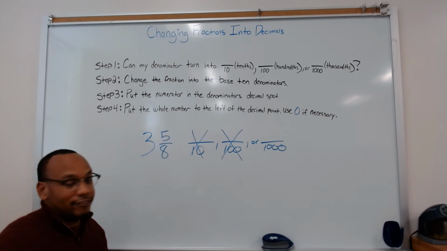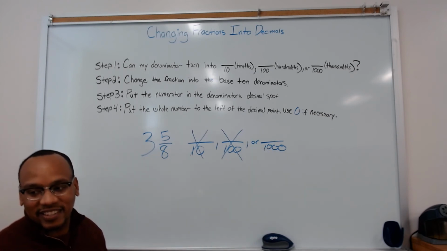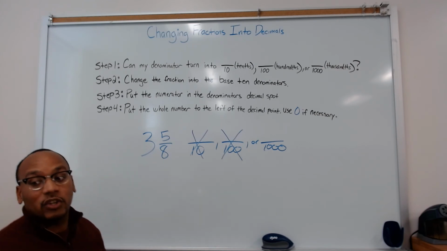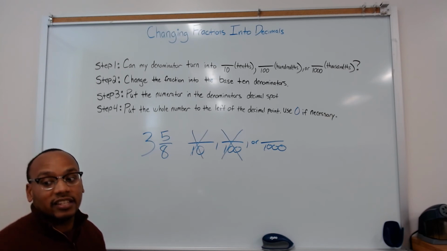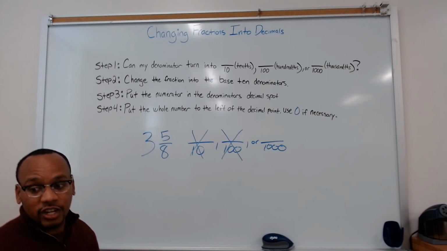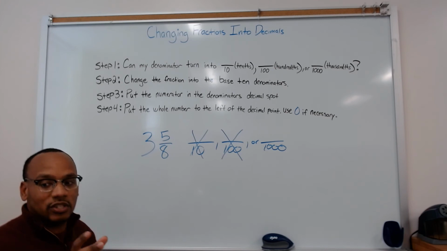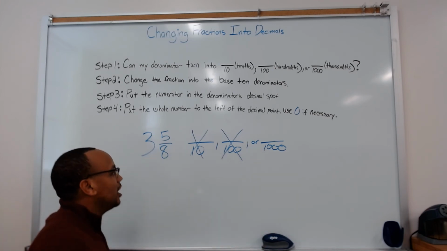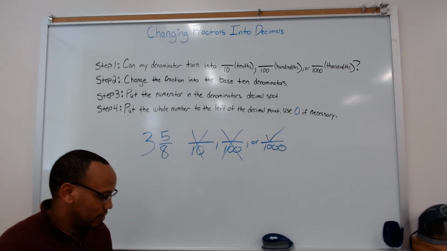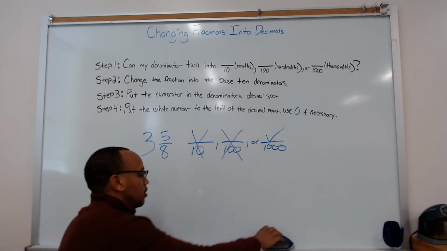And you guessed it, if you have 8s, you need to turn it into thousandths. All right? What is 8 times 125? It's thousands. 8 times 100 is 800, and 8 times 25 is the extra 200. So 800 plus 200 is 1,000. All right? So when you have 8s, you have to turn it into thousandths. So step 1 is completed. My denominator can turn into thousandths.